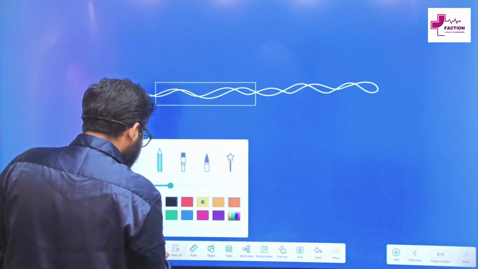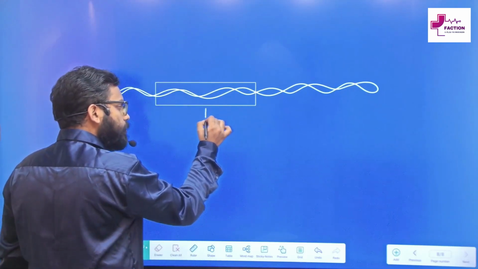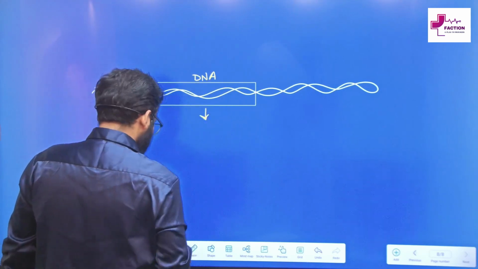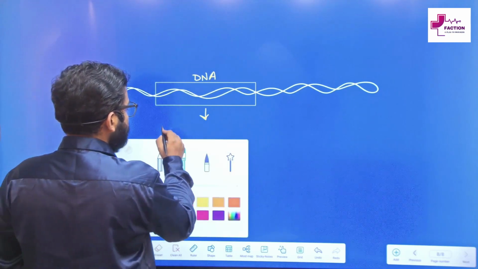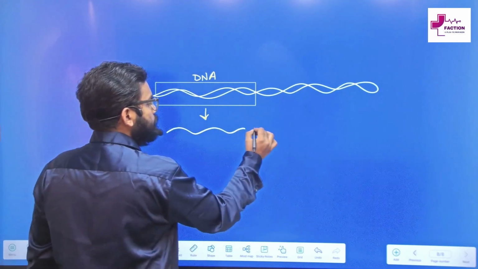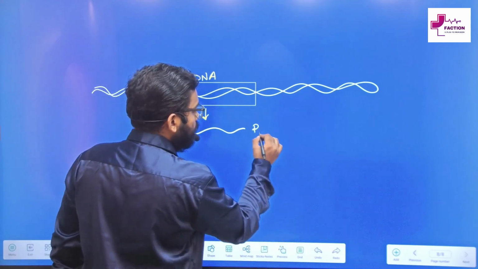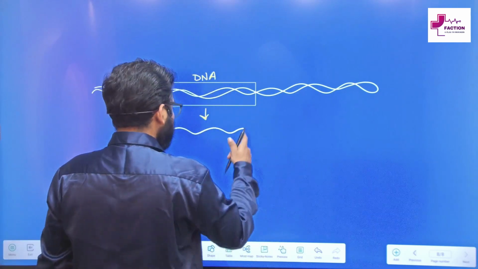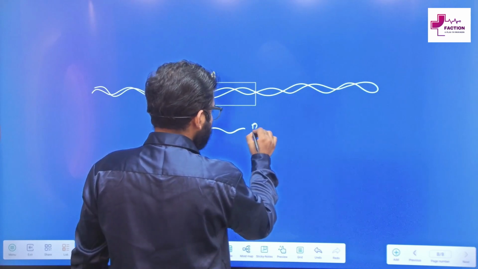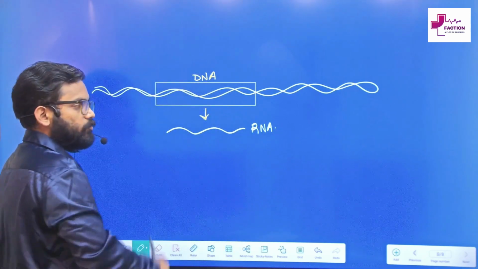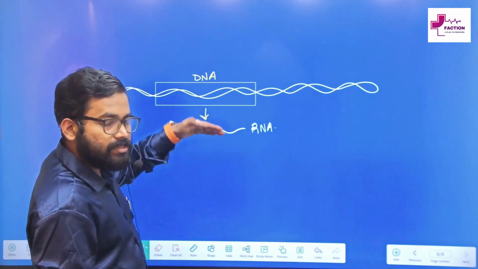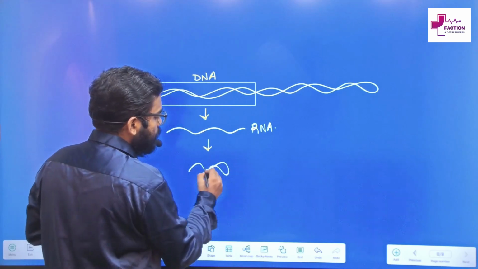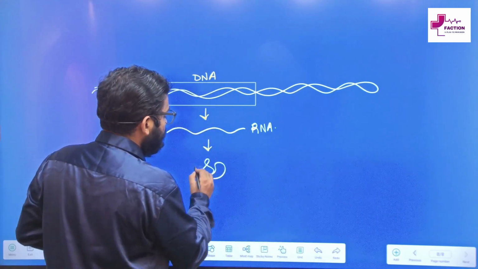This transposable element is a segment of DNA. This part will form an RNA, and this process is called what? Transcription. And this RNA will now translate into a protein, or you can say a polypeptide.